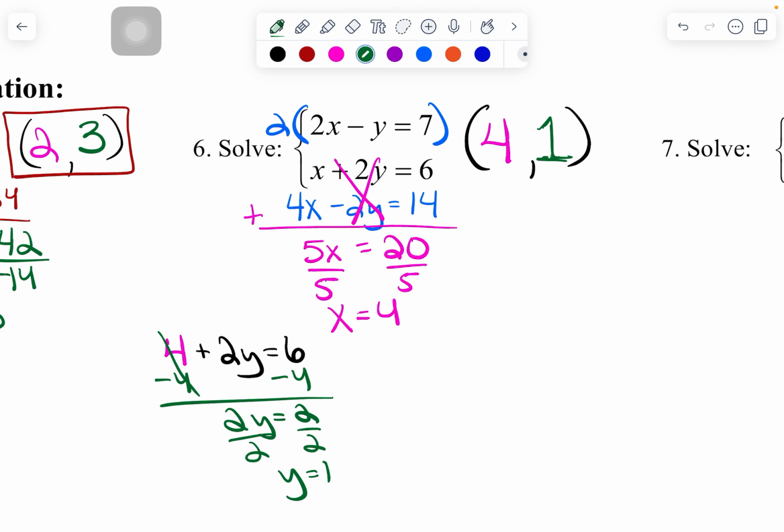Okay, and again, just to make sure I haven't done anything horribly wrong, let's go ahead and put 4 and 1 back into the equations just to double check. So 4 for x, so 2 times 4 is 8. Y is 1. 8 minus 1 is absolutely 7. Bottom equation, 4 plus 2 times 1, so 4 plus 2 makes 6. Yep, we're good. All right, there is my fabulous ordered pair for that one. That is the point. If I were to graph these two equations, this is the point where they intersect.